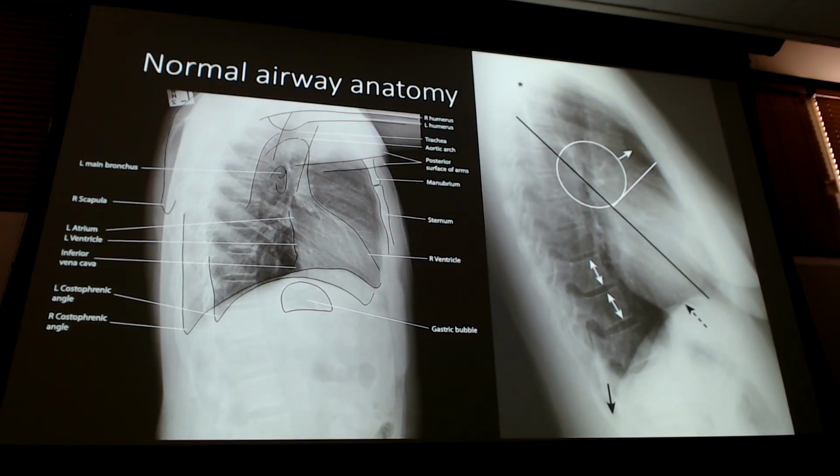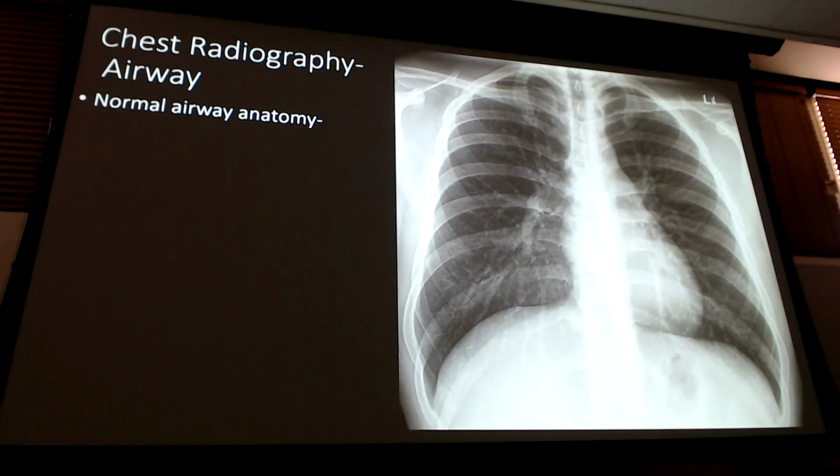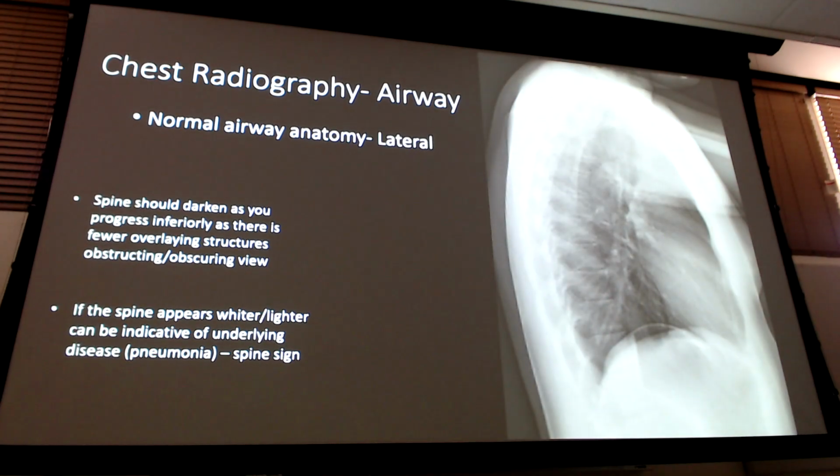Okay? Another normal airway anatomy x-ray for you guys to practice on. Here's your lateral talking about what I just talked about, in words from what I just said.